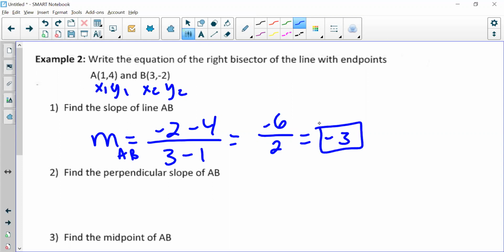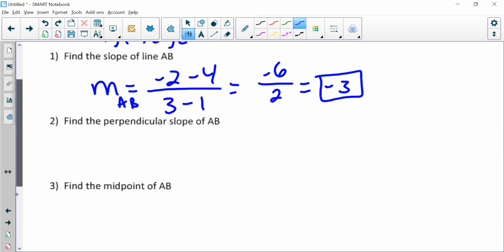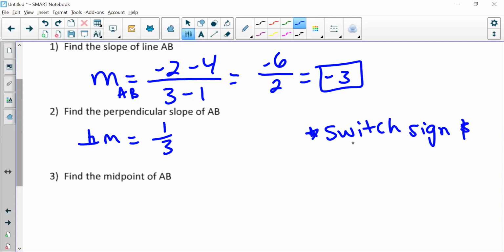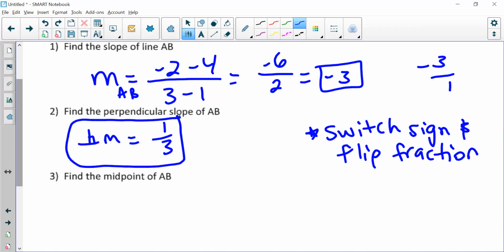Now that's the slope of the line that I'm working with, but I want to make it a right bisector. So what am I doing with that slope? Finding the negative reciprocal. Fantastic. What's the negative reciprocal of -3? Positive 1/3. Good job. So switch sign, flip fraction. And what's the denominator of any whole number? 1. Very good. So negative became positive, 3/1 became 1/3.